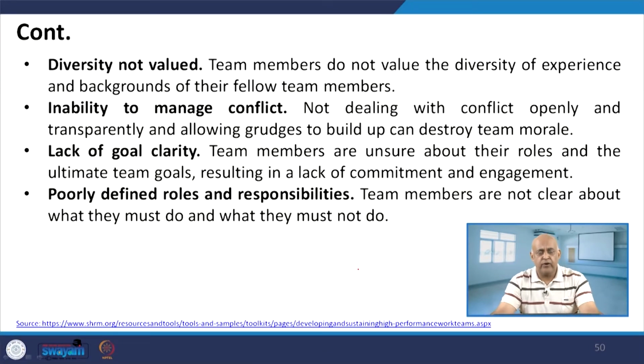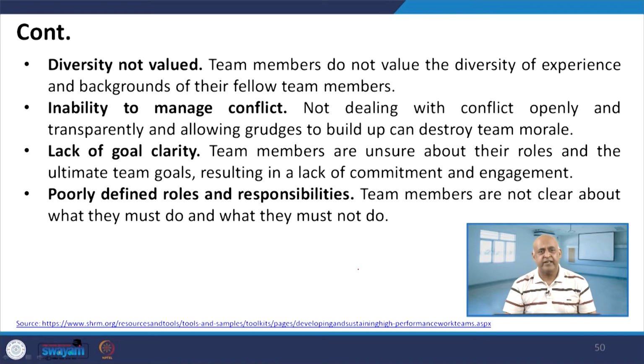Also, we have to understand that when diversity is working together and it is not valued, then how do we get the work done? So inability to manage conflict is there. Naturally there are different personalities, every personality is different from the other, and they are working together. So naturally there will be conflicts, but the conflicts have to be resolved, and if the leader is not able to resolve the conflict, leg pulling and backbiting will be the culture.